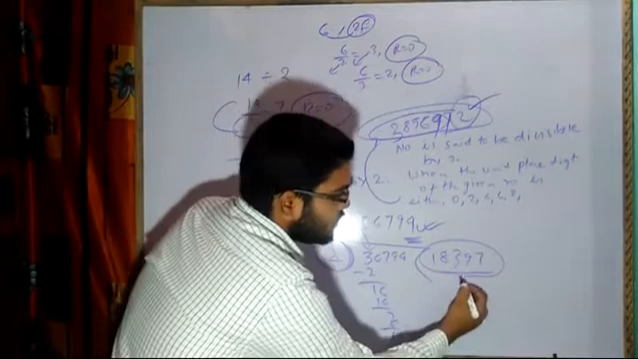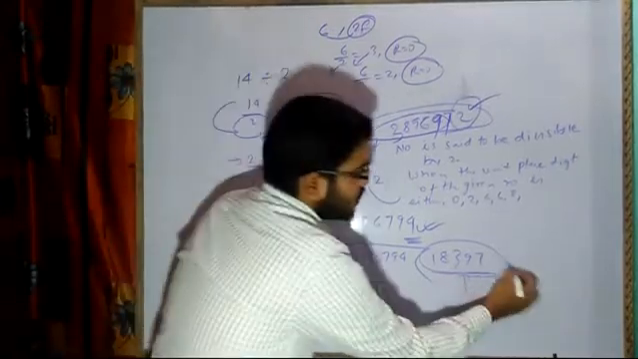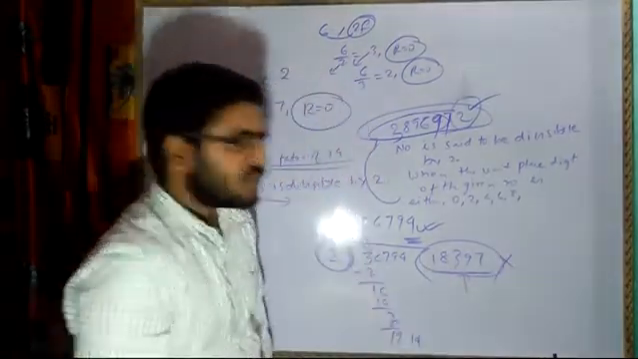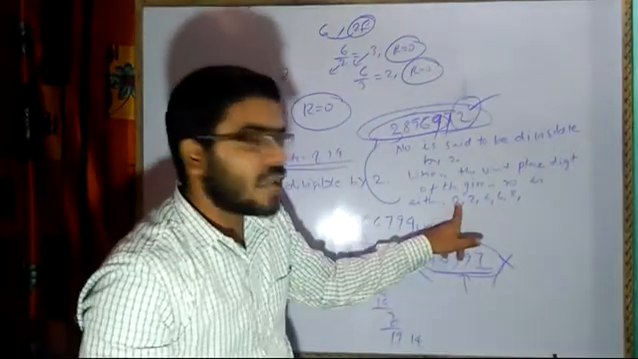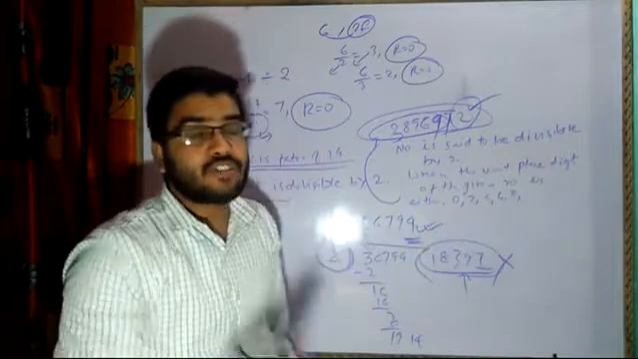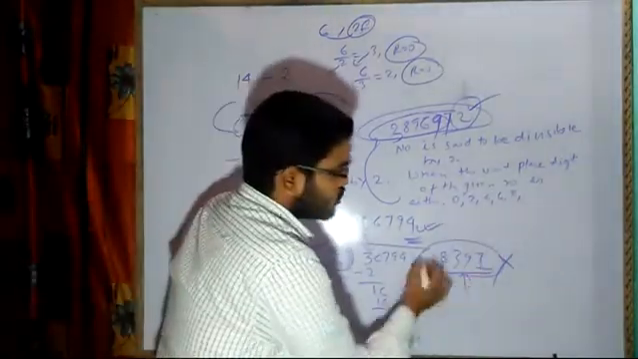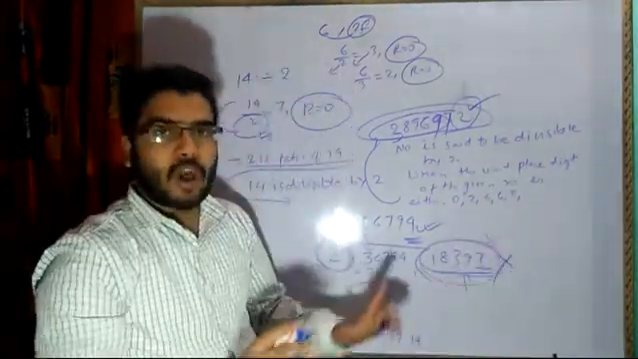Now, is this number divisible by 2? No, sir, this number is not divisible by 2. Why? Because the digit at unit place is neither 0, nor 2, 4, 6, 8. It is not an even number, so this number is not divisible by 2. I hope all of you understood.